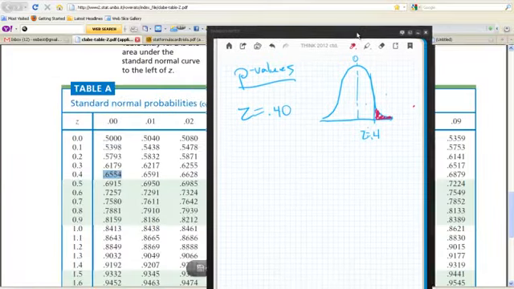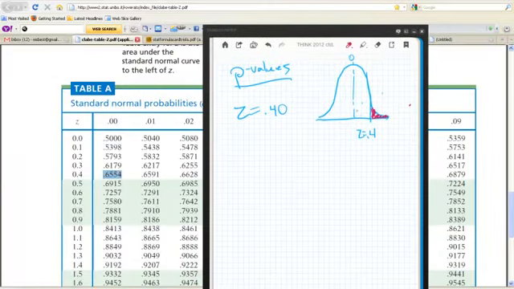All right, let me get my paper back up. So 0.6554. So that tells me that everything to the left over here is 0.6554. If this is 0.6554, then isn't this guy right here, which is the probability of getting values at least as extreme, 0.3446? So my p-value equals 0.3446.